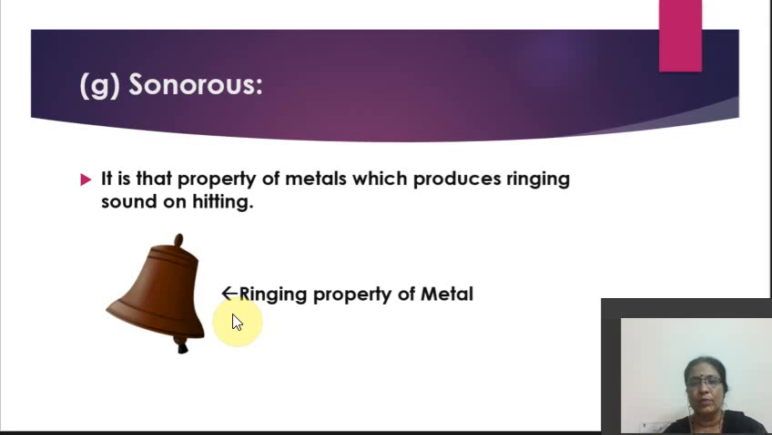This is why musical instruments like guitar and violin have strings made of metals. Once you strike them, they start vibrating and produce musical sound. So here we come to an end with the physical properties of metals.